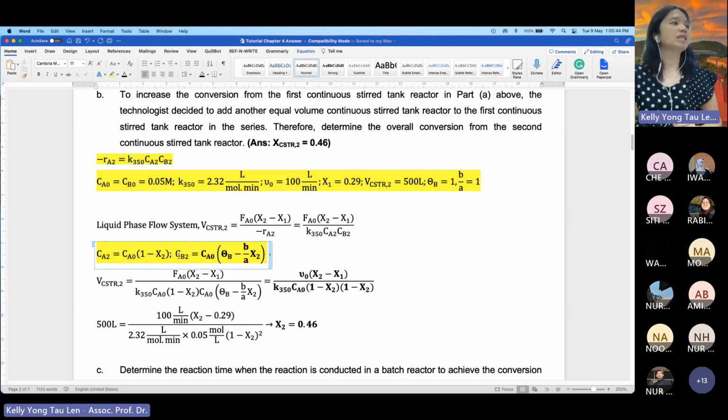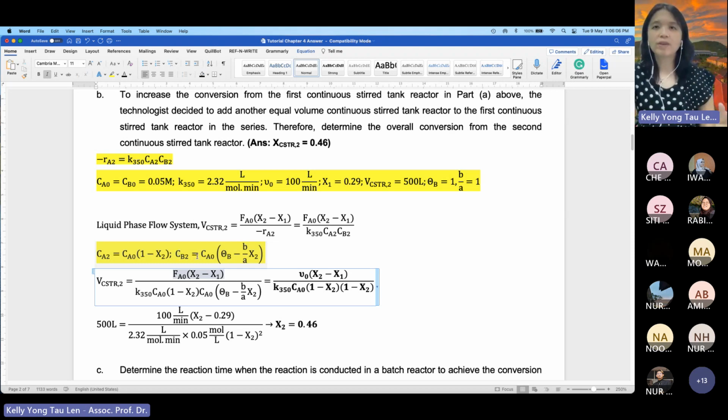So similarly for case CB. So CB2 is equal to CA0 in bracket theta B minus B per A X. Sorry, so kalau CB akan menjadi equals to CA0 in bracket theta B minus B per A X. Kalau dia adalah CB2, so akan menjadi equals to CA0 dalam bracket theta B minus B per A X2.